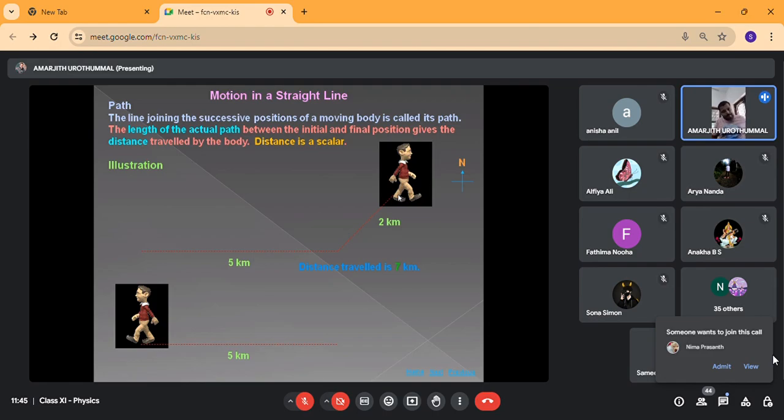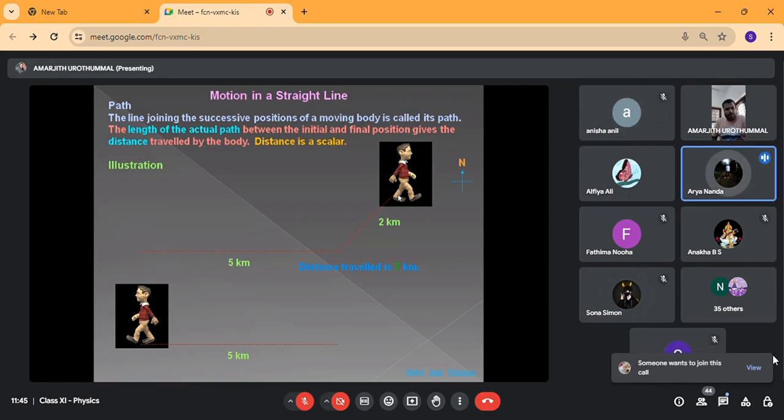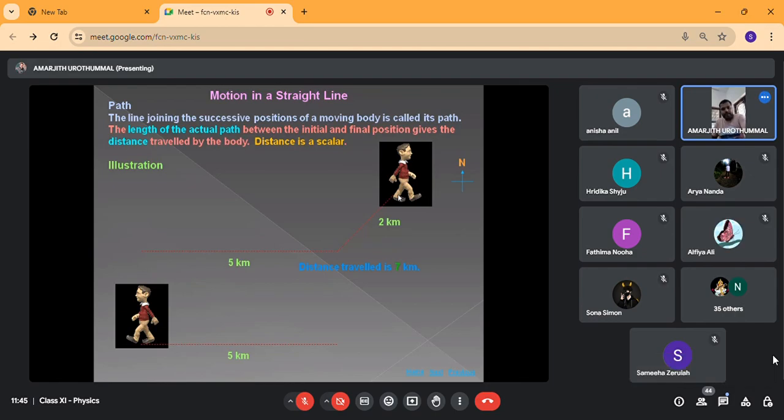How much distance he traveled? 10 kilometers. 10 kilometers. You want to see once more? Okay. Others also respond. Two, three responded. What about others? Okay. So here it is clear.